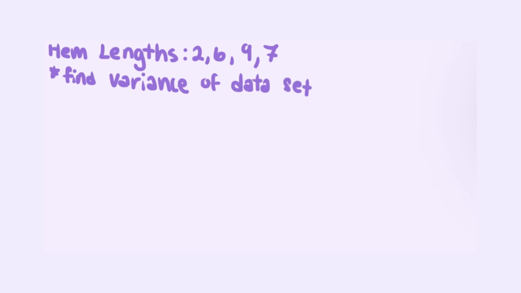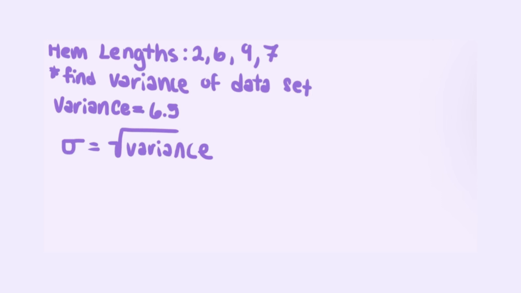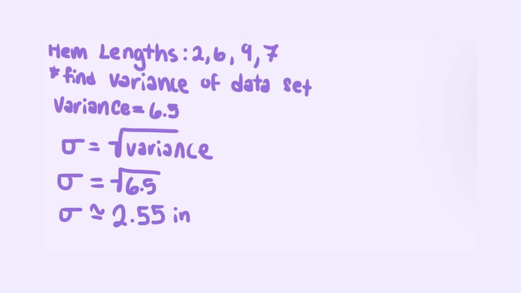Continuing with the hem-length problem, if the factory manager wanted to find the standard deviation of the dataset, he would have to find the square root of the variance he already calculated. This gives him a standard deviation of 2.55 inches.